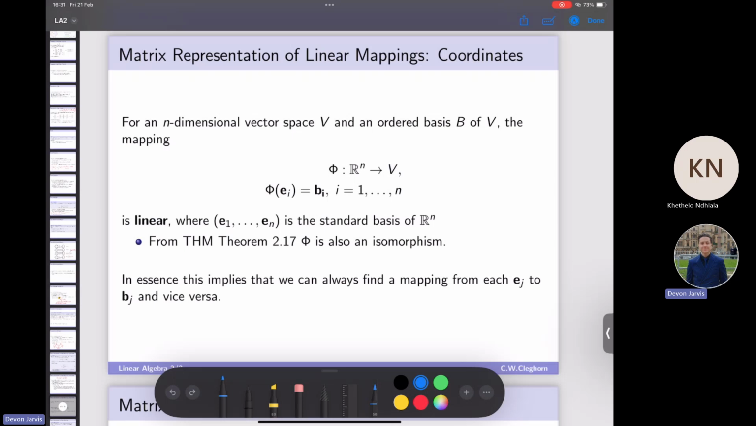And then for an n-dimensional vector space V and an ordered basis B of V, the mapping defined over here is linear, where you have the same basis of Rn. What this is saying, in essence, is that we can always find a mapping from each Ej to a new basis vector Bj. So we can always map out of our Cartesian coordinate space, which in high dimensions is typically called the canonical basis. We can always start in something that is axis-aligned to the R3 dimensions and then map into another basis with a linear transformation.